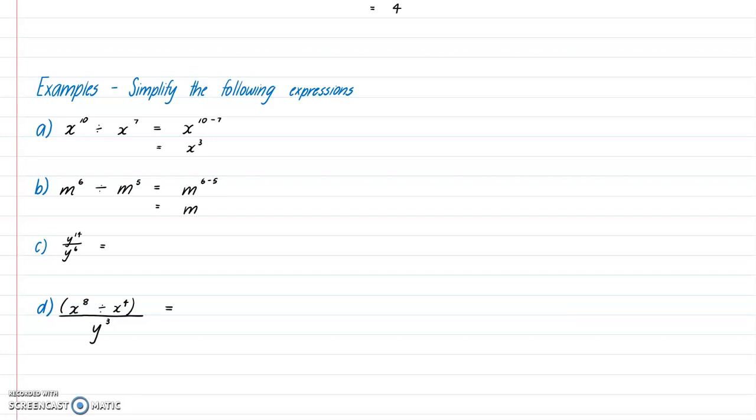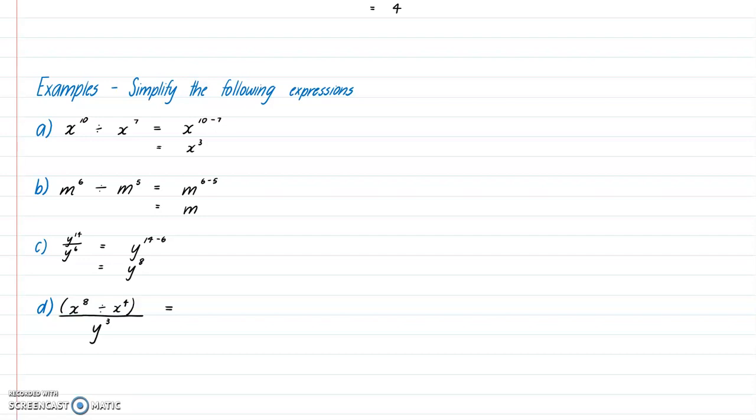So we need to remember that if something is presented as a fraction, that also means divide. So this line in here, that is telling us that we need to divide. So we could rewrite this as y to the power of 14, and it's divide y to the power of 6. 14 minus 6 equals 8. So we've got y to the power of 8.